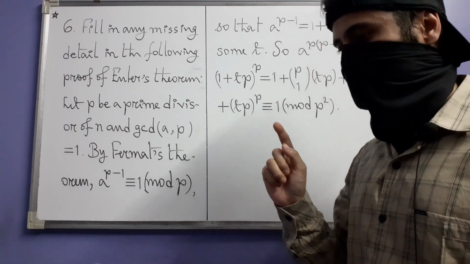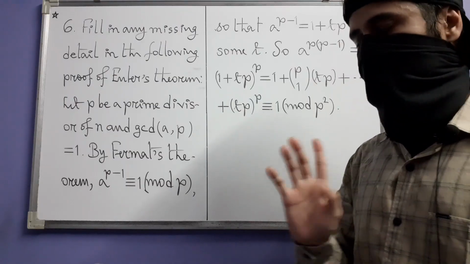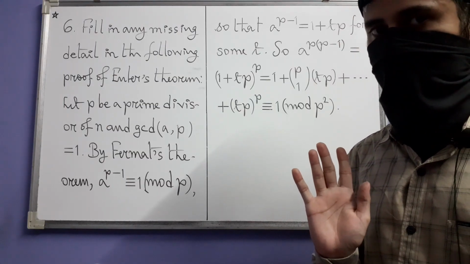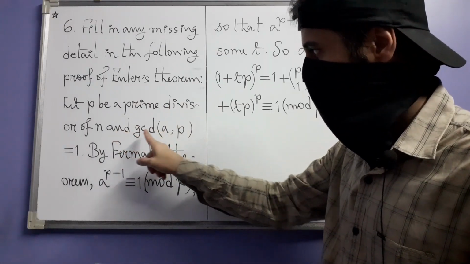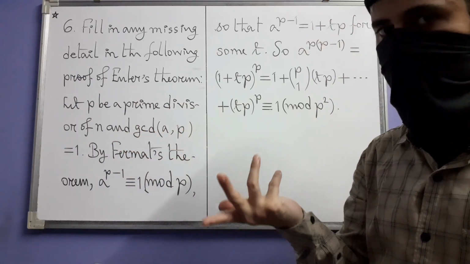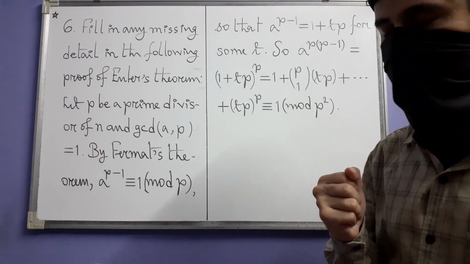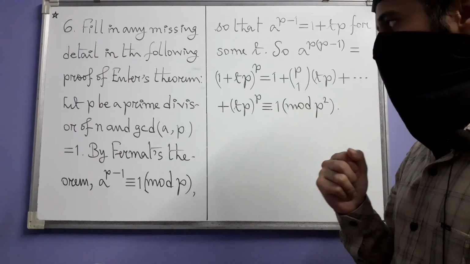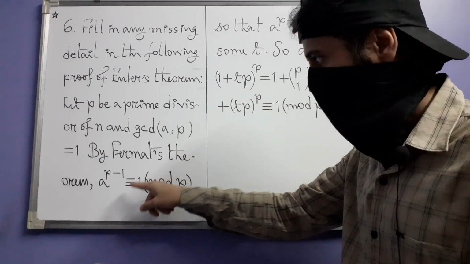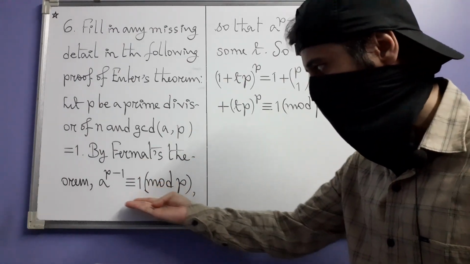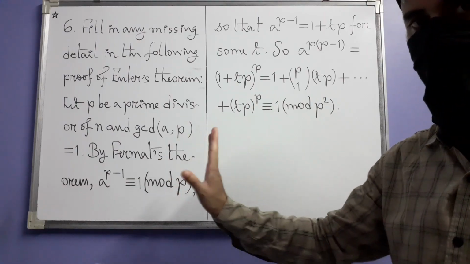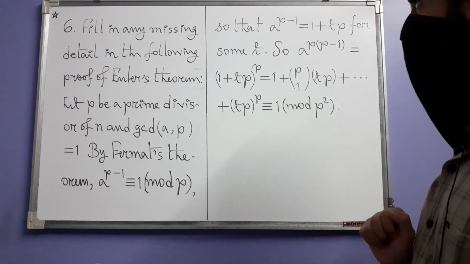So it is given that GCD of a and n is 1. That's the hypothesis. Now if p is a prime divisor of n, then GCD of a and p would also be 1, obviously. And that is why we can apply Fermat's theorem with p as the modulus and we get this congruence. Till this it's okay, we understand what is given.